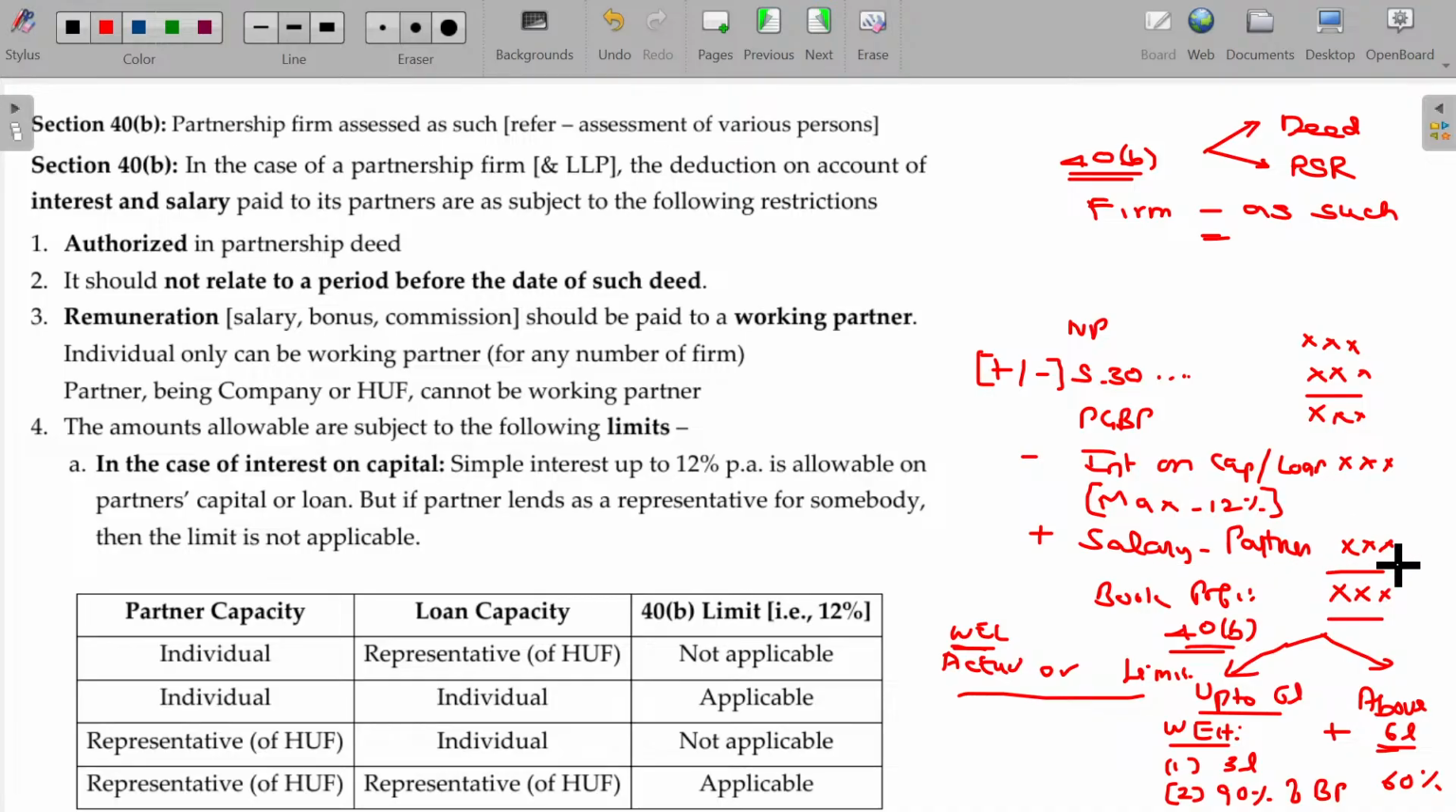Salary to partner is first added back, disallowed, because we are going to calculate the salary to the partner separately later on. So salary for the partners can be calculated based on the actual amount payable as salary and the statutory limit. Between these two, whichever is lower can be deductible as salary to the partners. Okay.